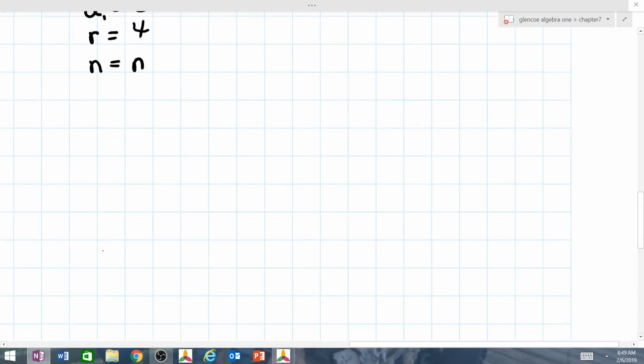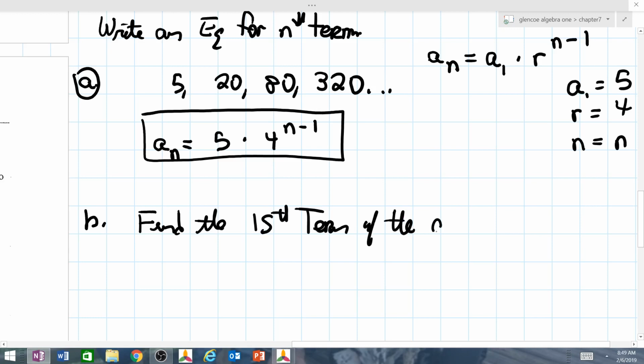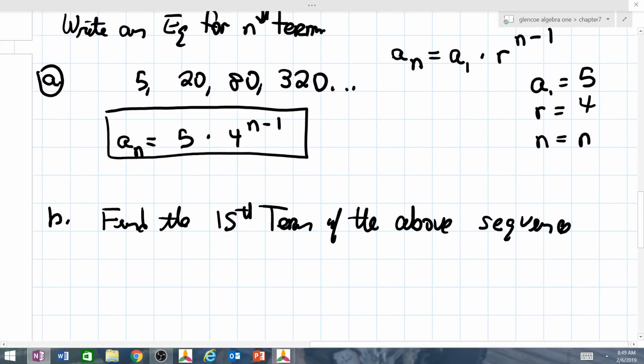Part B says find the 7th term. I'm going to change it, so let's find the 15th term of the above sequence. For those of you that want to sit there and keep multiplying everything by 4, this is a shortcut, because if they asked you to find the 200th term in the sequence, obviously you're not going to sit there all day. So now what you want to do is realize that n is equal to 15, and we're using the equation from above. Do you all understand that?